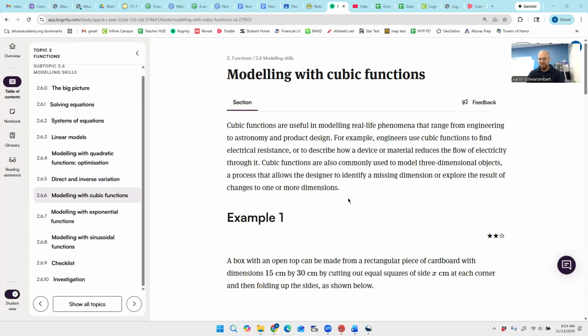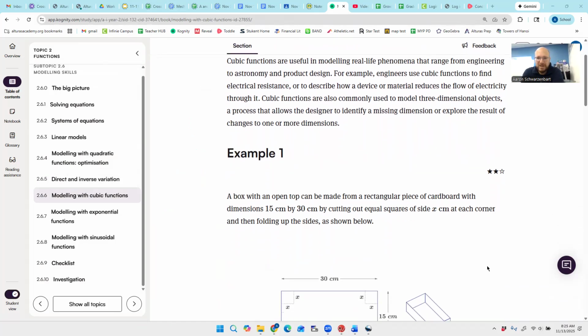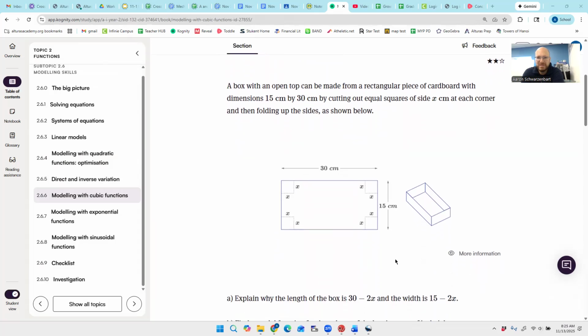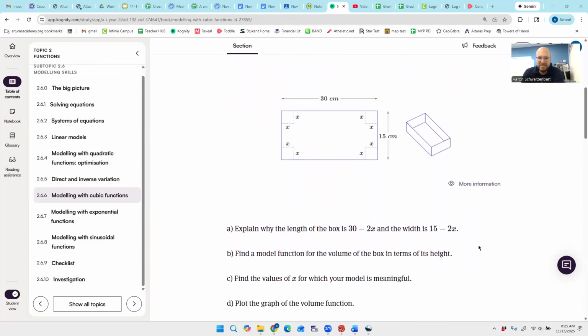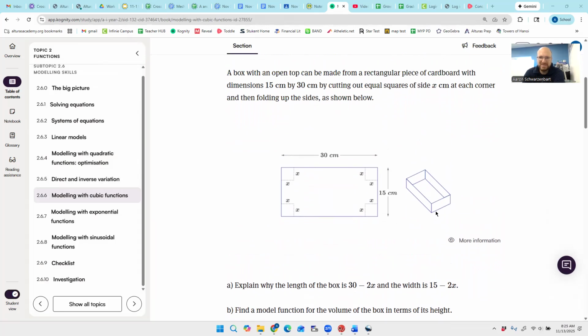So modeling with a cubic function. Okay, cubic modeling. So, an open top box, the famous box problem. 15 by 30. How do you write the volume of the box?